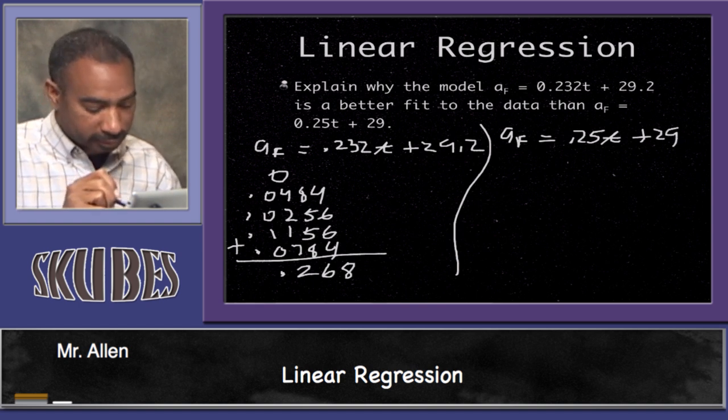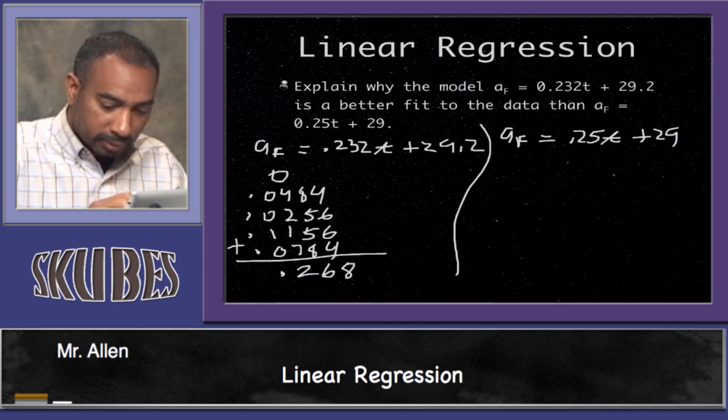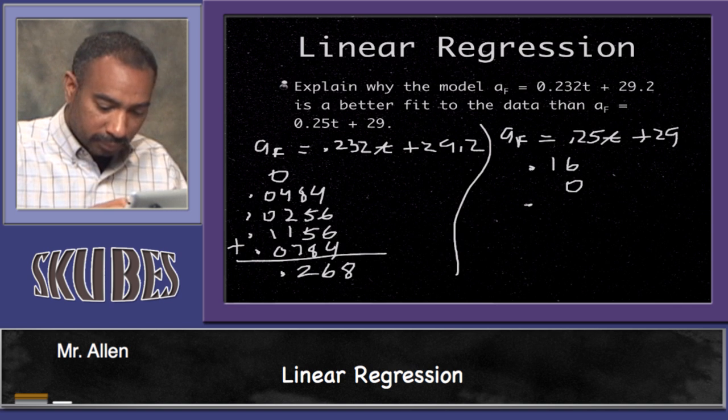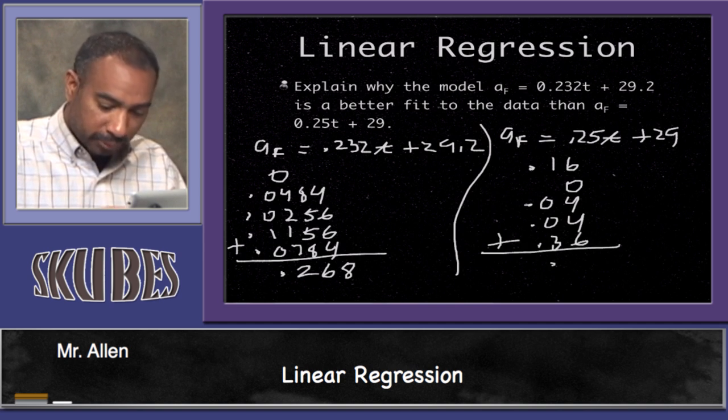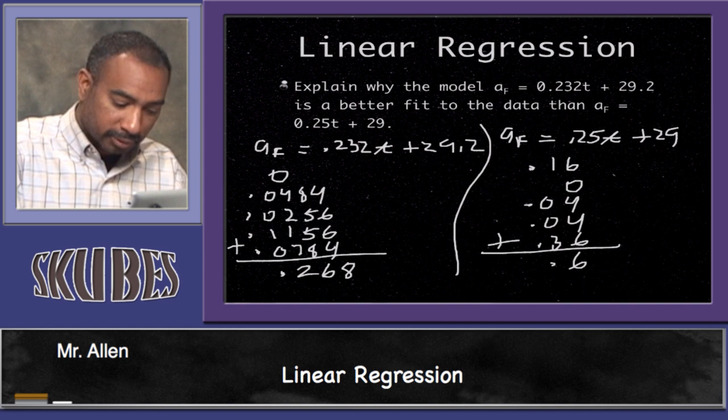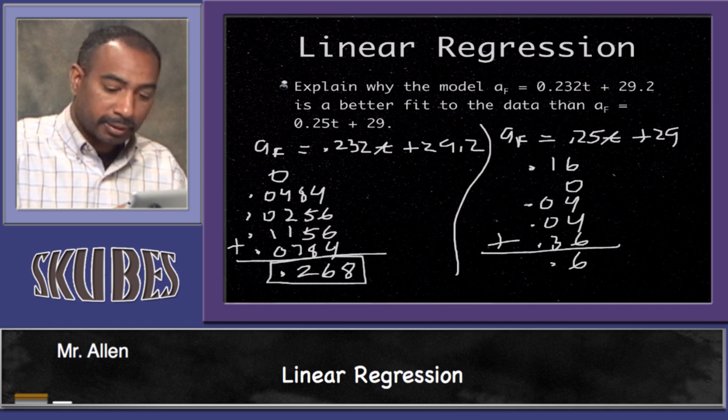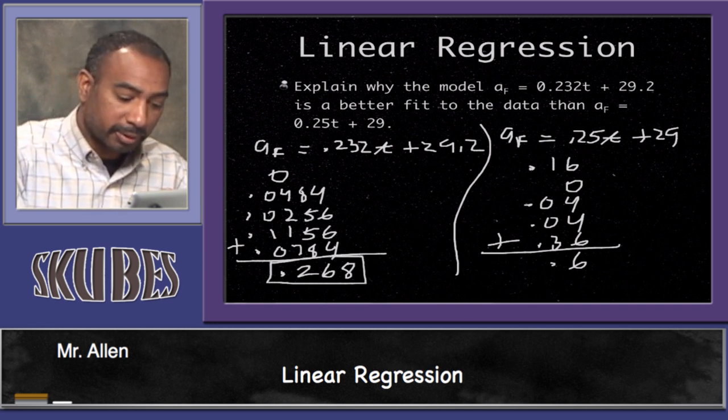And the squares of the residuals on this one are 0.16, 0, 0.04, and so on. And if you add these up, you get 0.6. But 0.268 is the lesser of the two, so that's why the first model is the better fit.